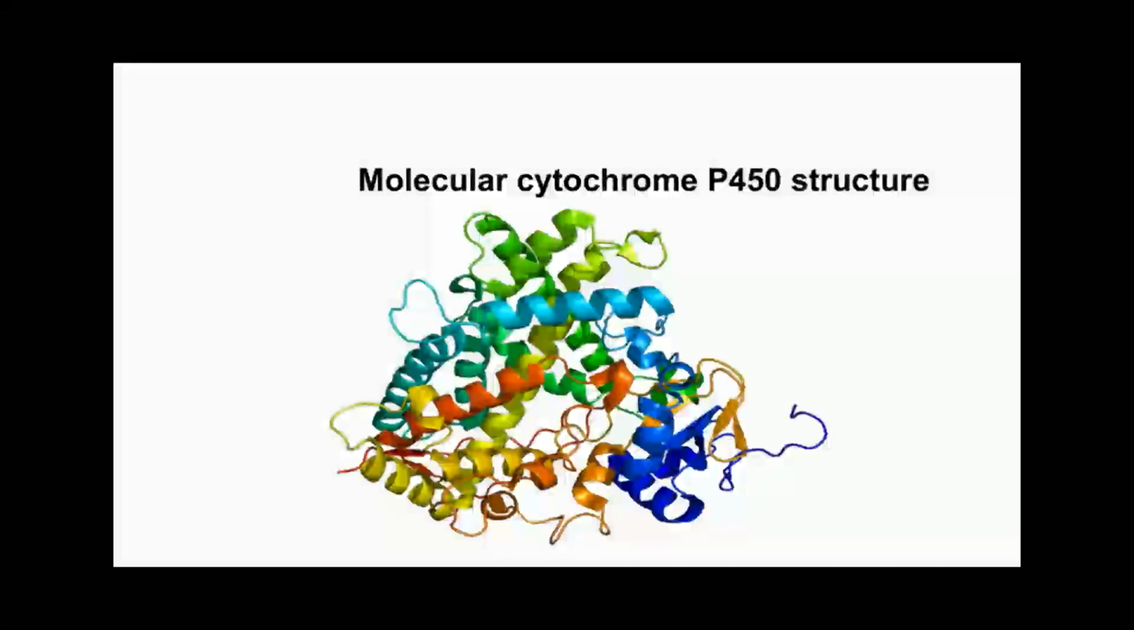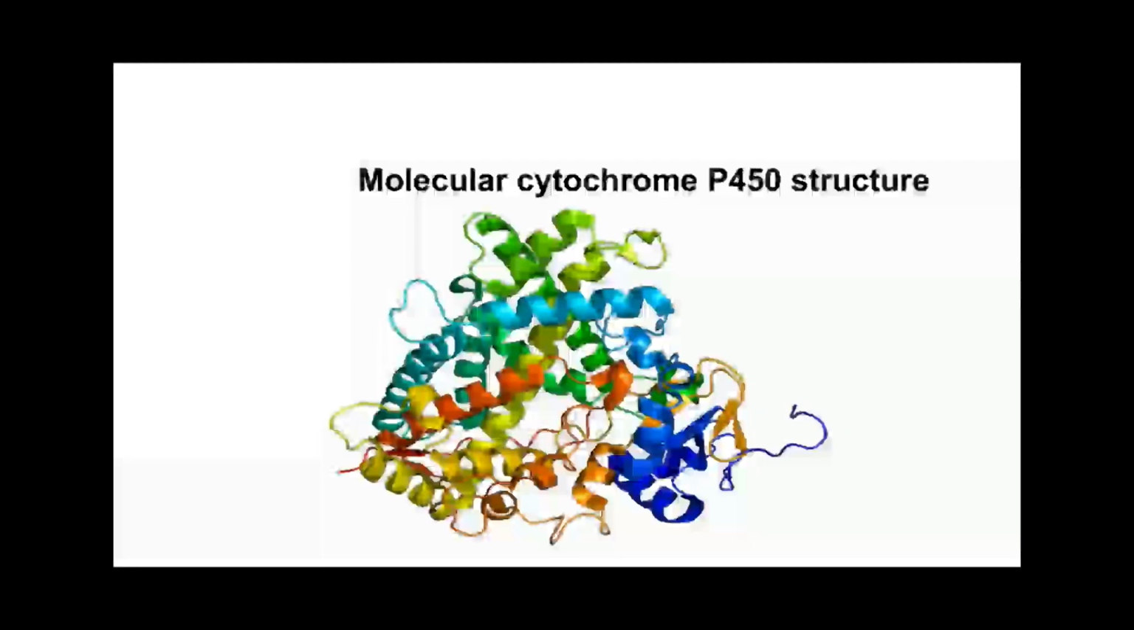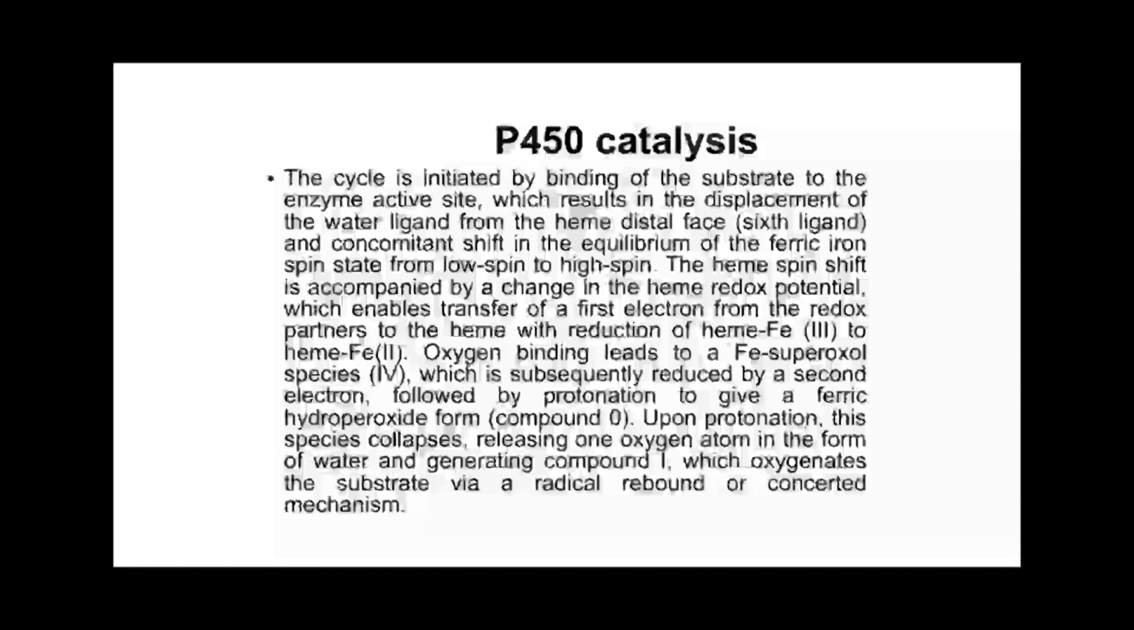Let's walk through the initial step of the P450 catalytic cycle. It all begins when the substrate binds to the enzyme's active site. This binding displaces the water molecule that was attached to the heme's distal face, which is the sixth ligand. As a result, there's a shift in the iron's spin state from low spin to high spin, and this is a key change because it affects the enzyme's electronic properties.